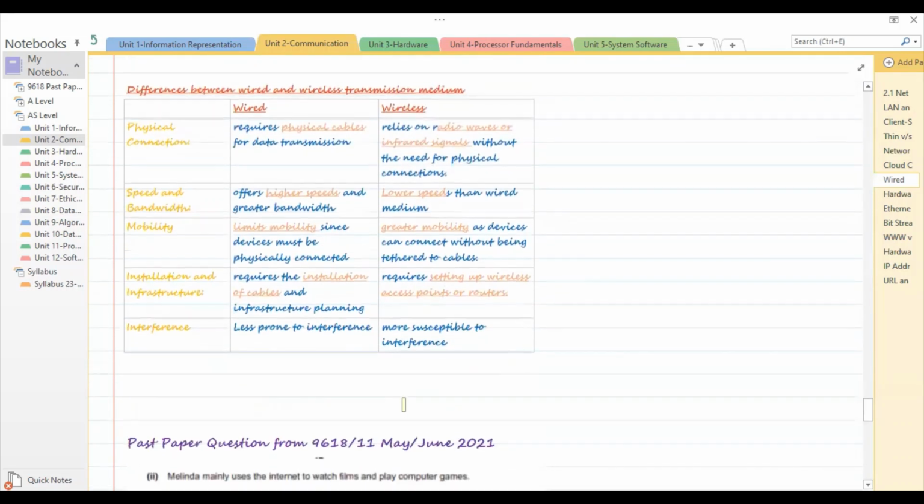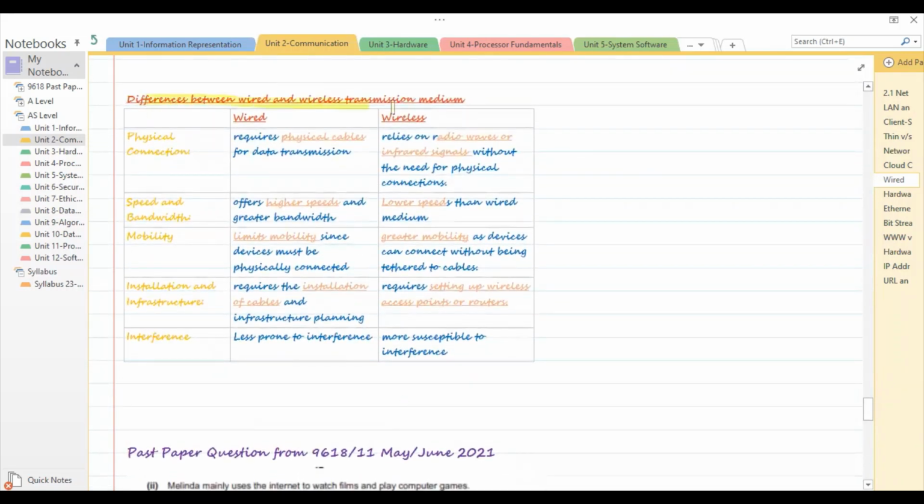Then there is another topic in your syllabus, the difference between wired and wireless medium. A physical connection is required in wired. Wireless communication totally relies on radio waves or infrared, so no physical connection is required. Speed: wired offers higher speeds, wireless lower speeds than wired medium. Wired limits mobility, and wireless gives greater mobility.